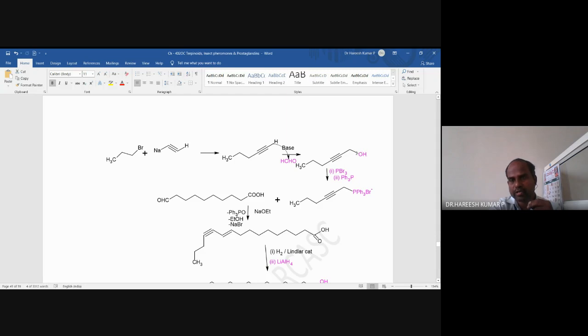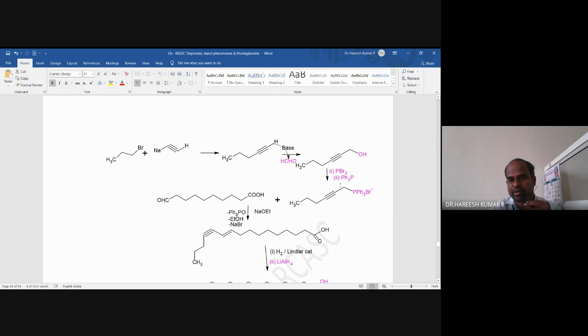At this moment, this alcohol is treated with phosphorus tribromide. What is the role of phosphorus tribromide? Phosphorus tribromide is a brominating agent, so it will convert a hydroxy group into bromide. Once it converts the hydroxy group into bromide, that is treated with triphenyl phosphine. That means it is converting it into a halide. Now this compound is called a halide. So how will this halide be there?